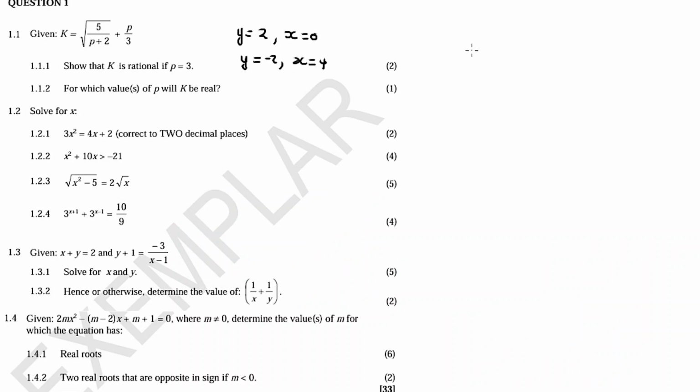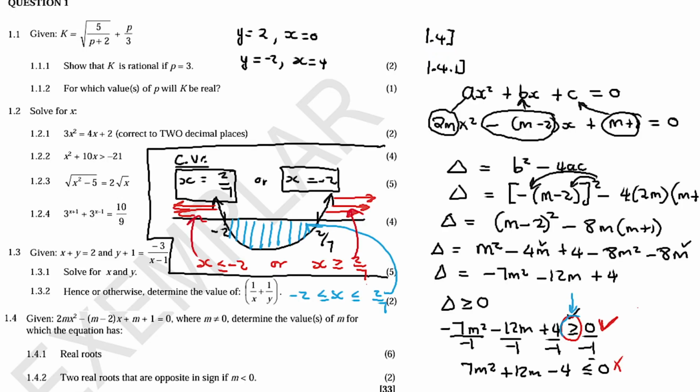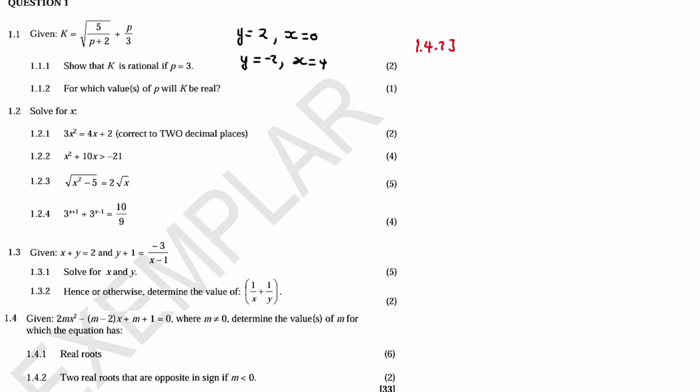Alright, for the last one, 1.4.2. Are we done? Yes, let's check. Yes, we are done. I thought we didn't do this part. So in order for the solutions to be real roots, we have to have our delta greater than or equal to 0. Let's go back to 1.4.2, the last one.